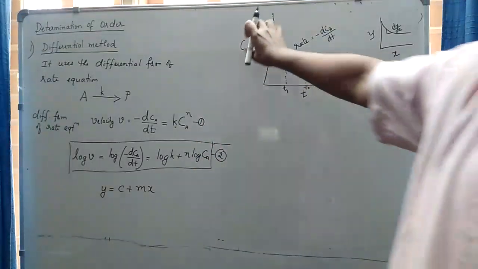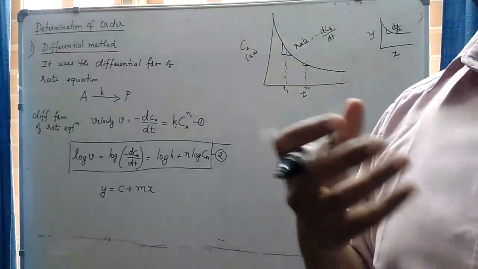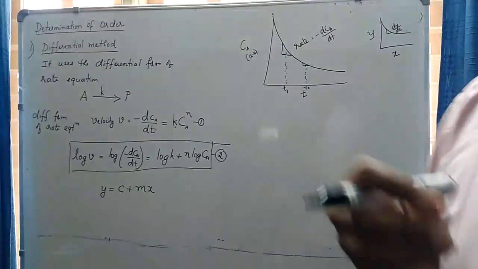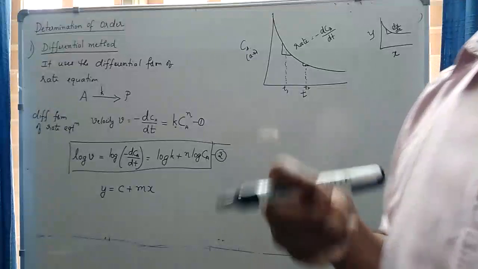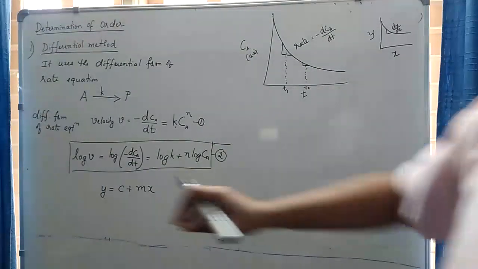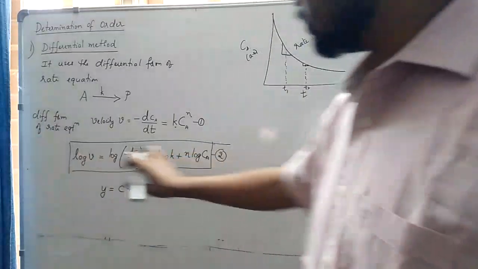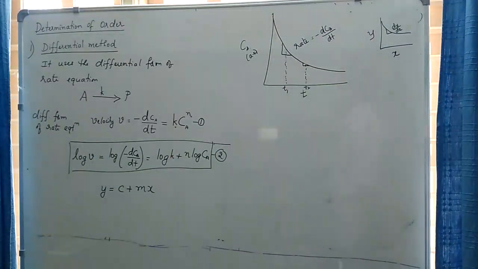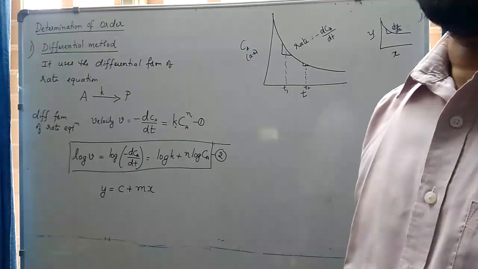We know the concentration of the reactant at different time intervals, and also the velocities or the rate of the reaction at different time intervals. So with this data, now we can plot a graph of log of rate versus log of concentration. Now there are two methods in determining the velocity.